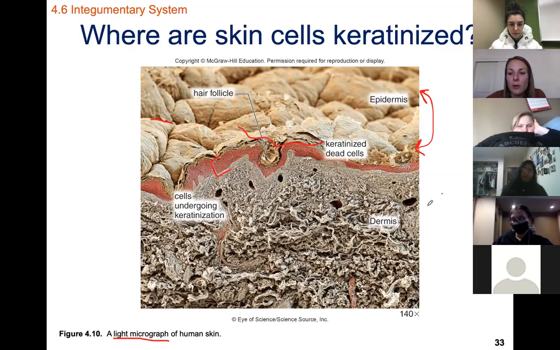And then we have the dermis, which is under that epidermis there. Remember, this is where the hair follicles are, the sensory receptors and things like that.